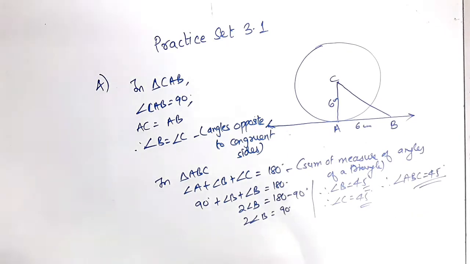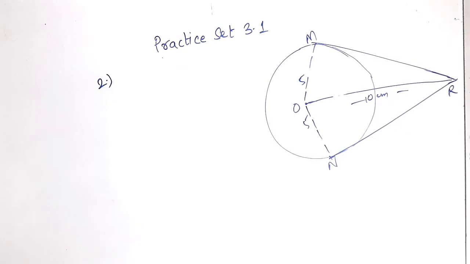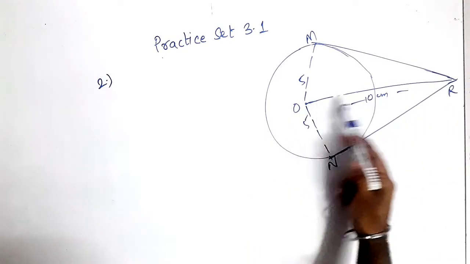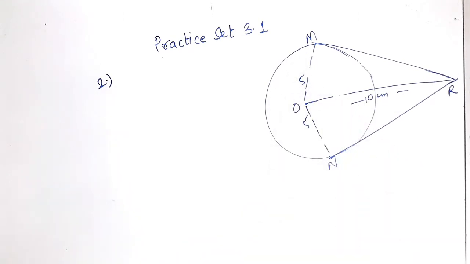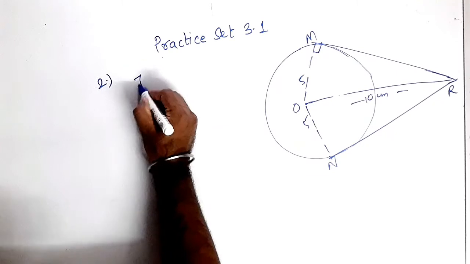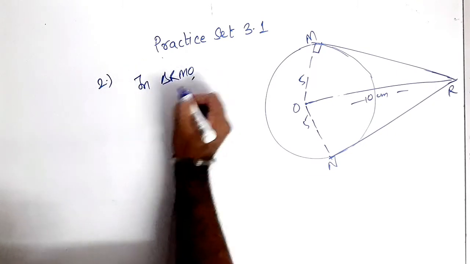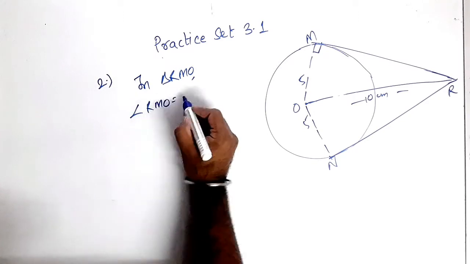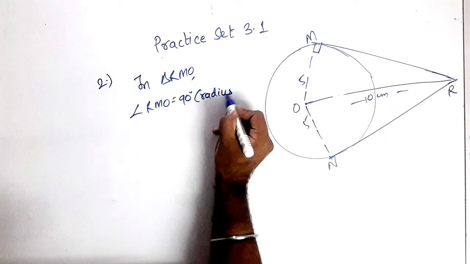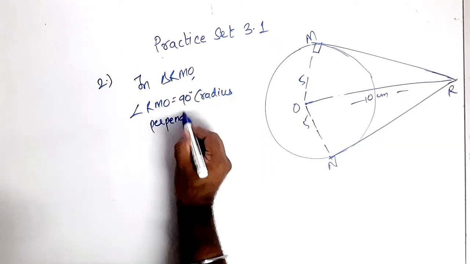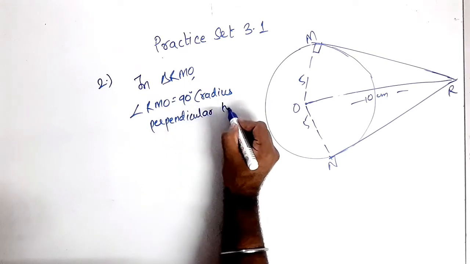Okay, coming to question number 2. As you can see in question 2, we have OR is 10 centimeter, radius is 5 centimeter. So the first question they have asked is what is the length of the tangent segment. So I can do this by Pythagoras theorem. Okay, I can say this angle is 90 degree. In triangle RMO, angle RMO equals 90 degree. What is the reason? Radius perpendicular to tangent.